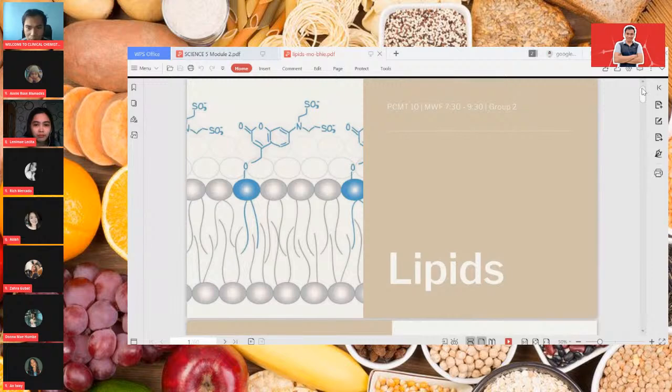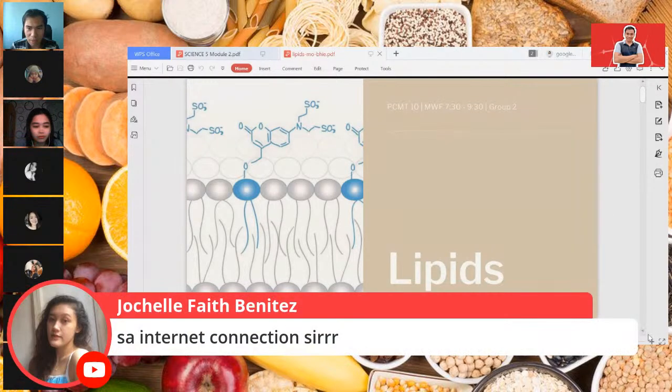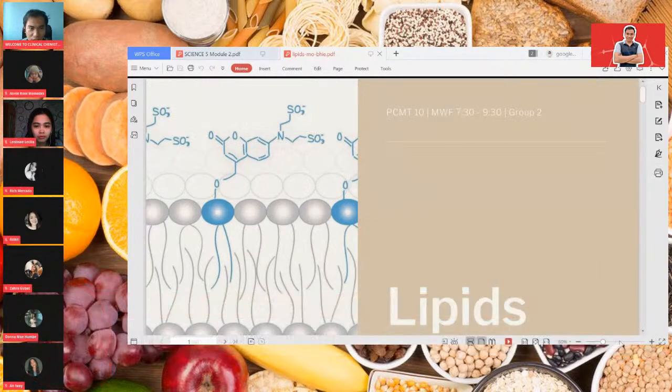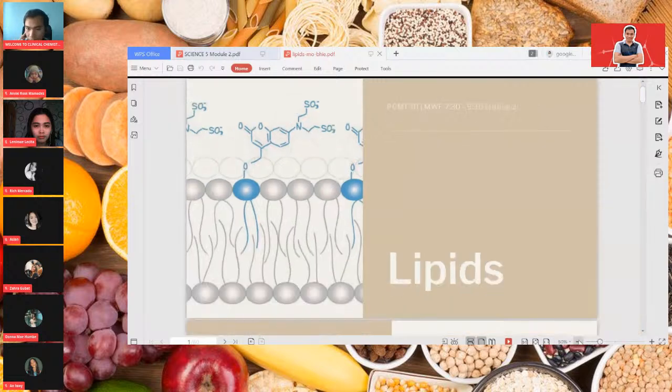Okay, may nagproblema din sa internet connection, sabi ni Faith. Sir, backstage daw po si Kay. Wala siya nakasulod.